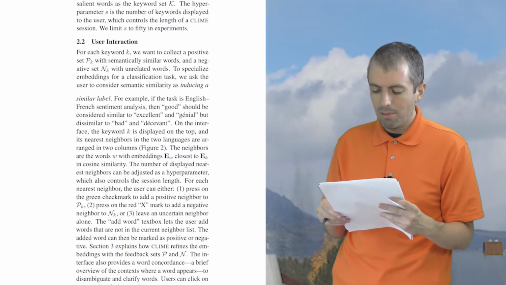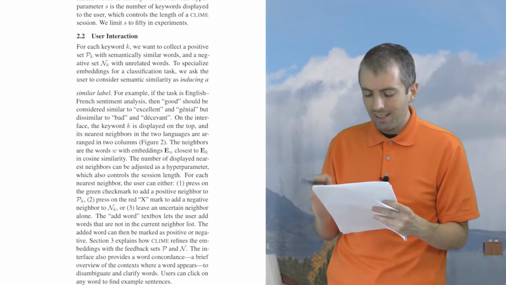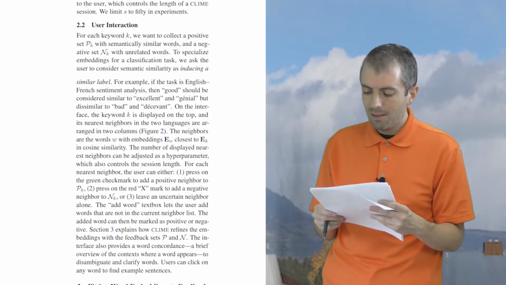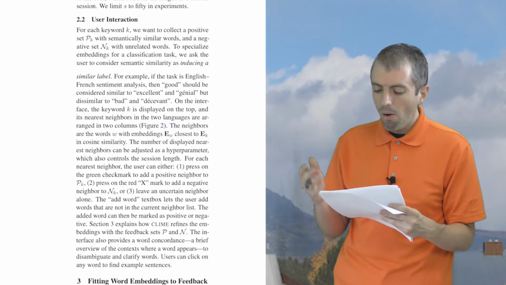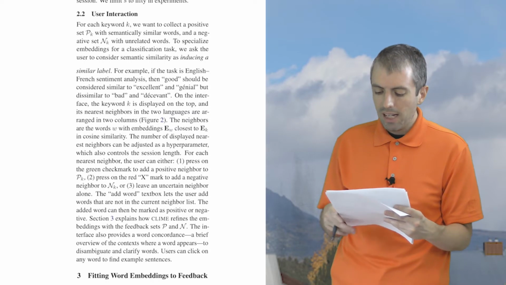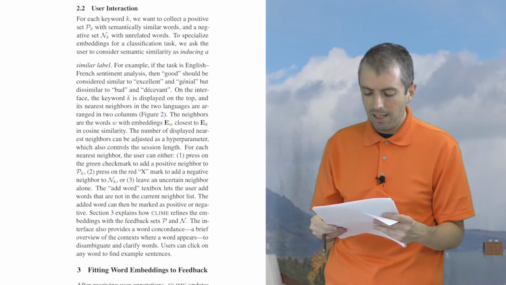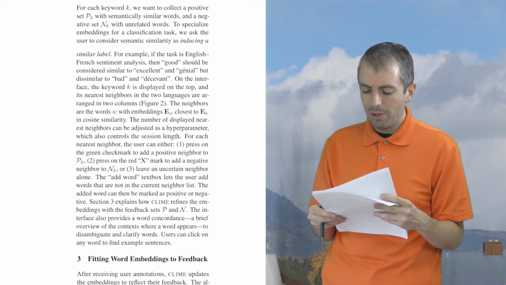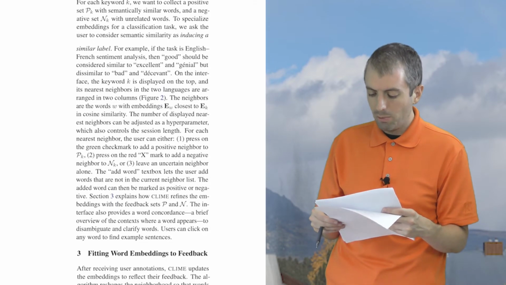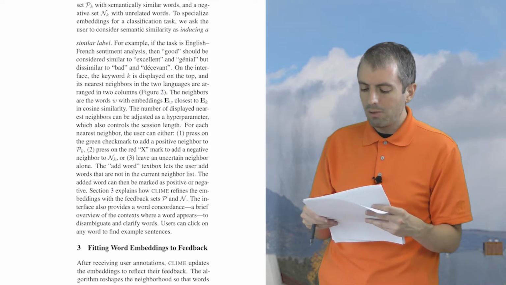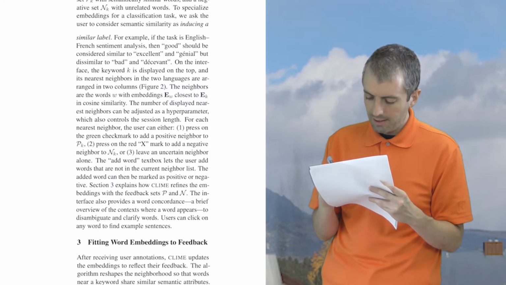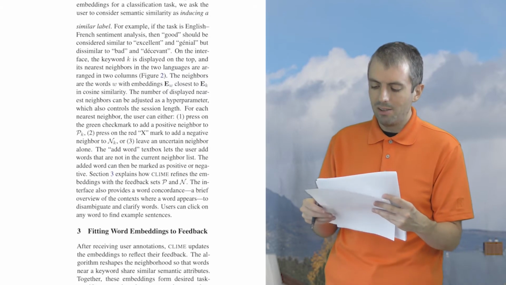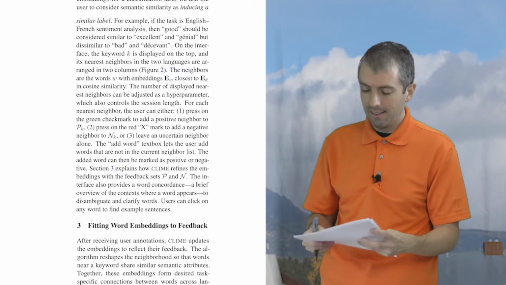For each nearest neighbor, the user can either press on the green check mark to add a positive neighbor to P K, or press on the red X to mark a negative neighbor to N K, or leave an uncertain neighbor alone. Users can also use the add word text box to add a new word not in the current neighbor list. The added word can then be marked as positive or negative. Section 3 explains how CLIME refines the embeddings with the feedback sets P and N. The interface also provides a word concordance, a brief overview of the context where a word appears to disambiguate and clarify words. Users can click on any word to find example sentences.